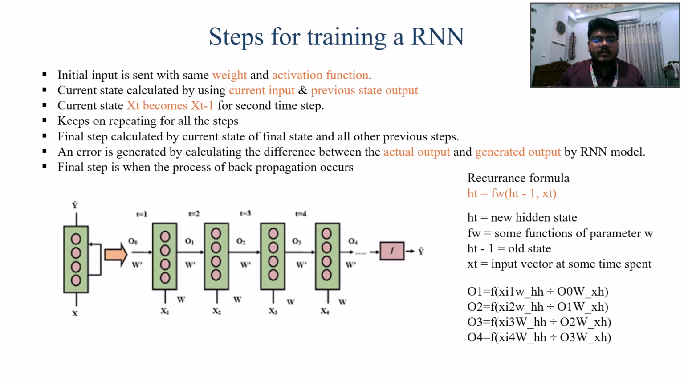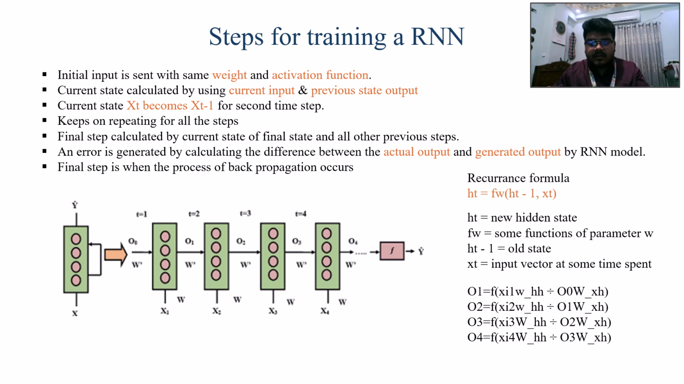Here are the steps of training an RNN. The initial input is sent with the same weight and activation function. The current state is calculated using the current input and the previous state output. The current state xt becomes xt minus 1 for the second time step, and this keeps repeating for all the steps. Finally, the final state is calculated from the current state and all other previous steps. An error is generated by calculating the difference between the actual output and the output generated by the RNN model. Finally, the process of backpropagation occurs.